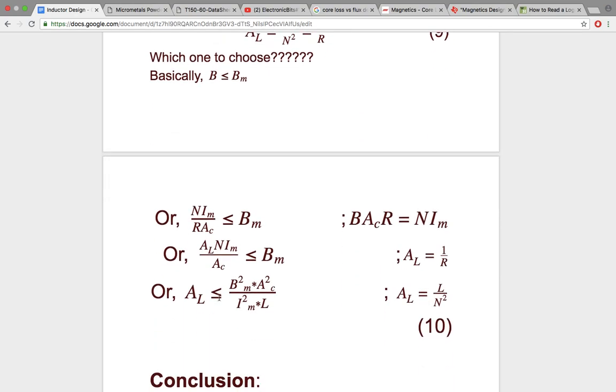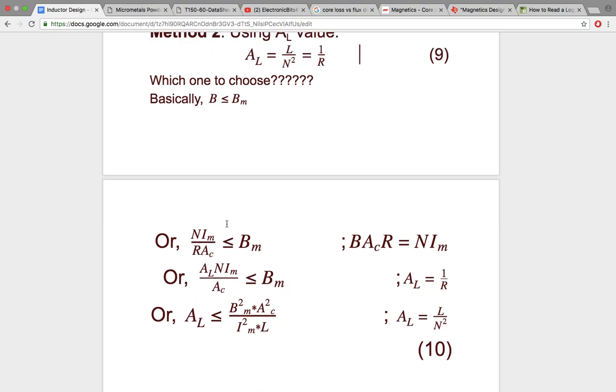So basically that B has to be less than or equal to Bm, and 1 by R we already know, that is nothing but AL. That AL value we can compute from this expression, but we don't know exactly the number of turns. We have not substituted the value of n from there. Before knowing the number of turns, we want to cross verify whether we can go ahead with that AL formula or not, because while designing we cannot check all the formulas; that will be time consuming. So we have to come up with some strategy.